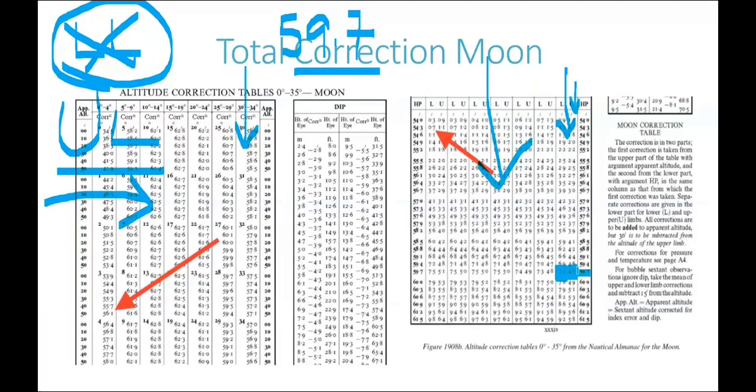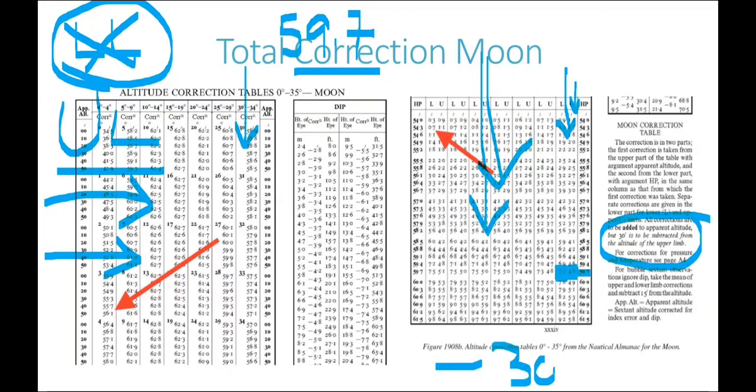Once you have applied the main correction as well as the HP correction, both are positive, both are added up. After that, you just read this note given on the right hand side. It says 30 minutes is to be subtracted from the altitude of the upper limb. So after adding both these, just do minus 30 minutes. This only has to be done in case of upper limb. That's right, beta. This is only in case of upper limb.